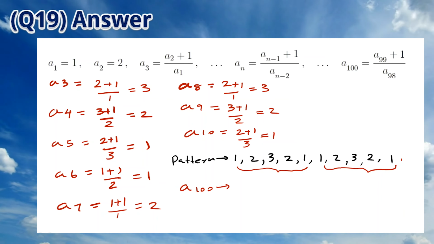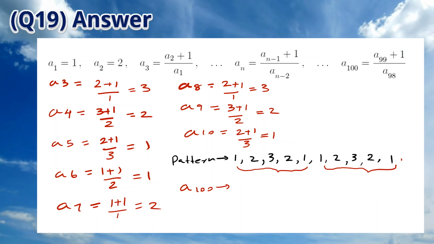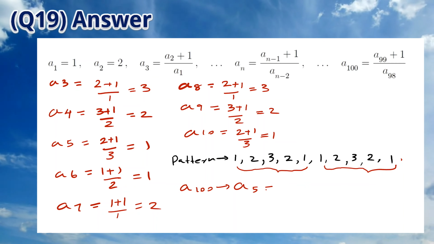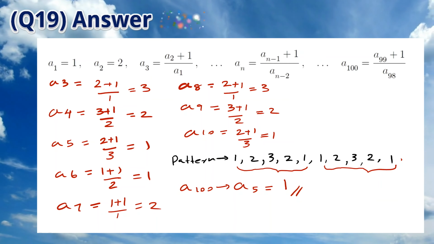We need to find A100. A100 is divisible by 5, so A100 is equal to A5. Term number 5 is equal to 1. This means that the answer is A.